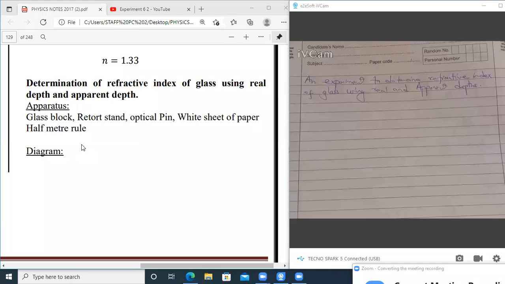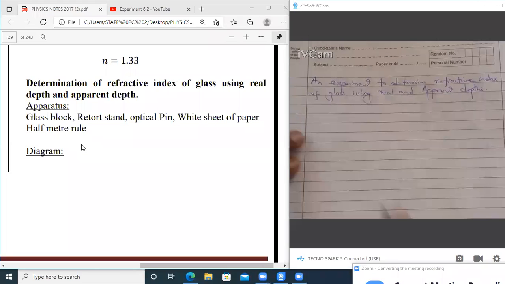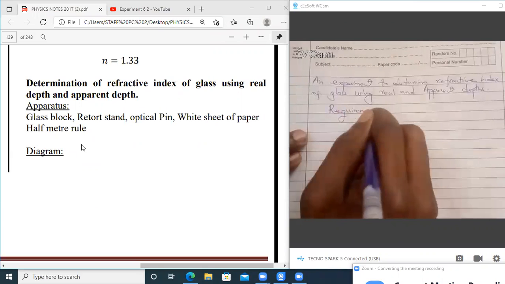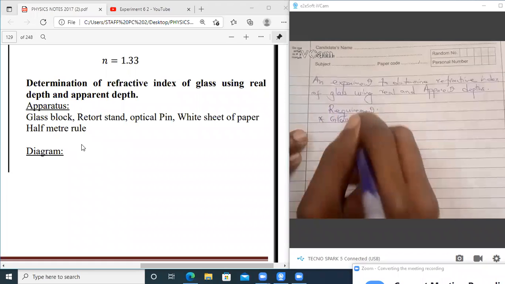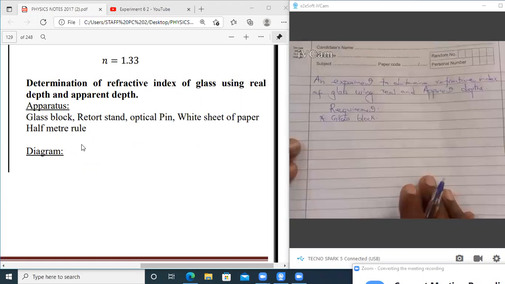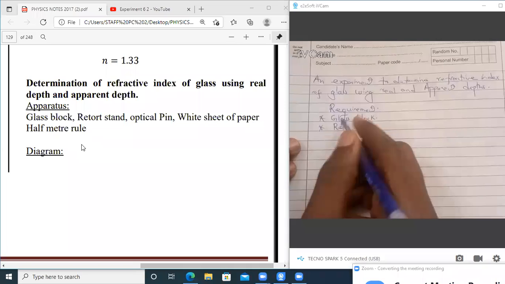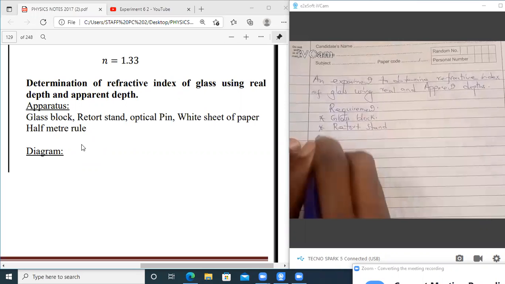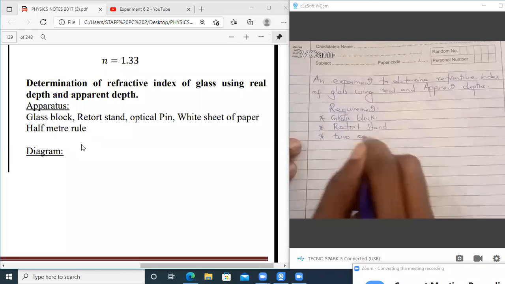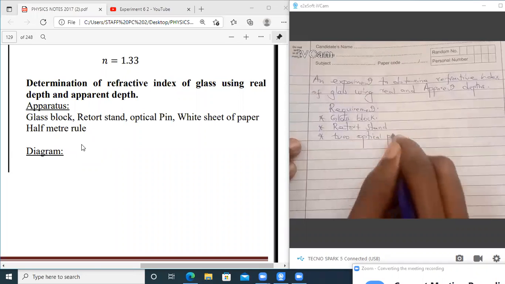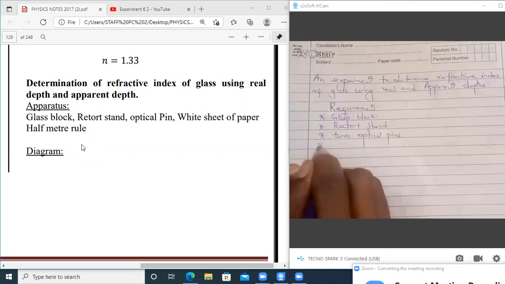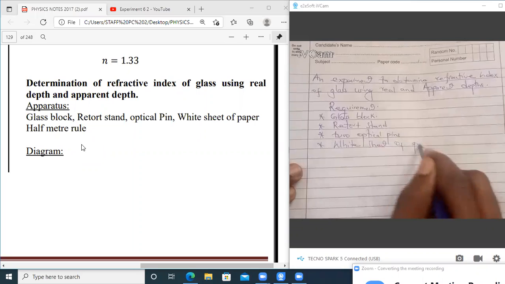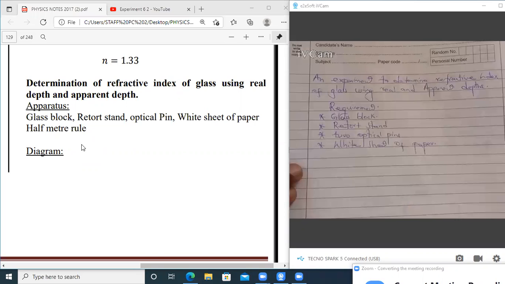So for this one, what do we need? What are the requirements? Apparatus. We need a glass block. We also need a retort stand. Then we need 2 optical pins. Then a white sheet of paper. I remember the other time I explained why we need a white sheet of paper.